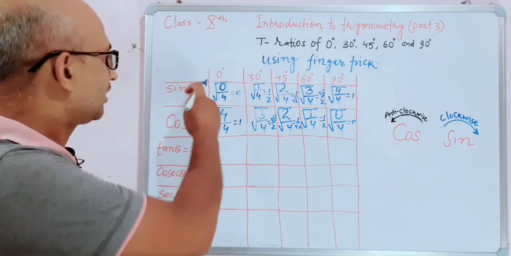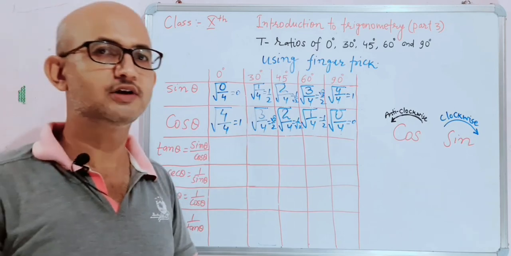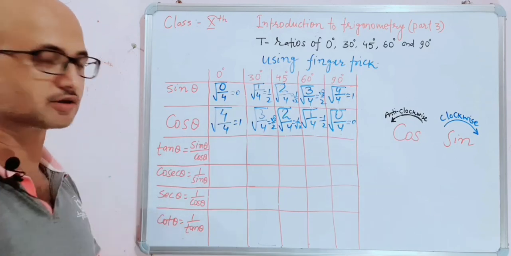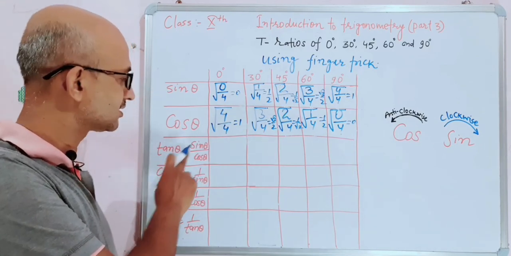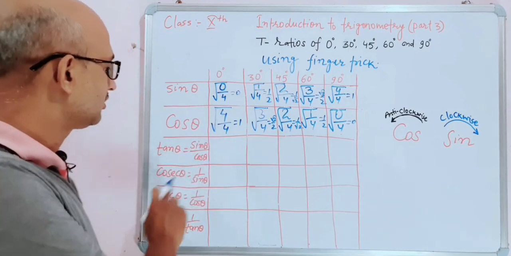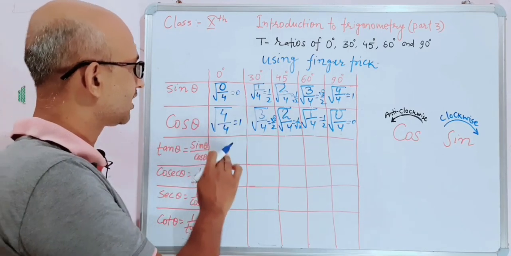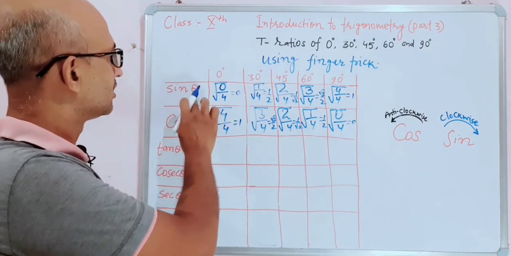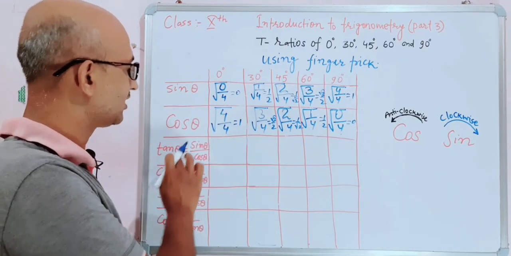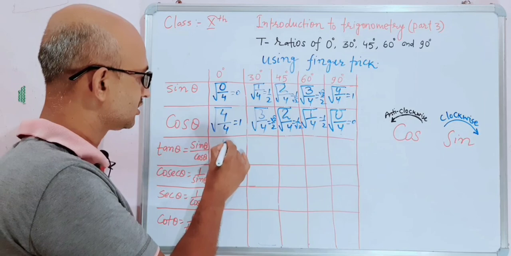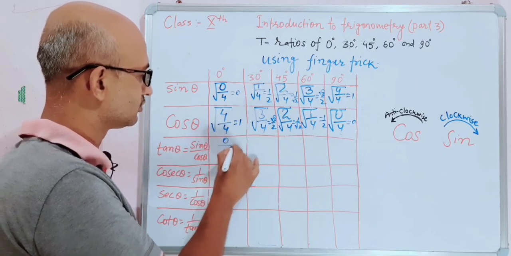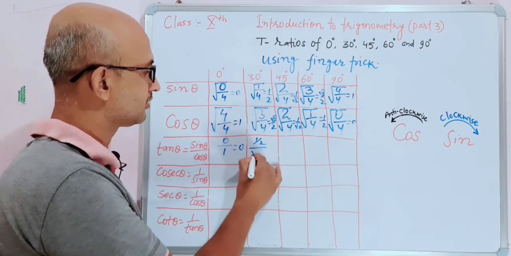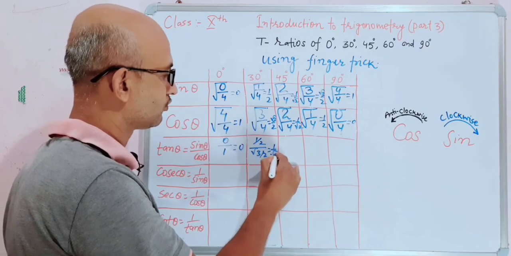After finding value of sine and cos using finger trick, we can easily find value of tan, cosec, sec and cot. Since tan, it is sine by cos, therefore we will find value of tan 0, 30, 45, 60 and 90 using the values of sine and cos. See here, tan 0, it is equal to sine 0 divided by cos 0, that is 0. Tan 30, sine 30 divided by cos 30, it gives 1 by root 3.